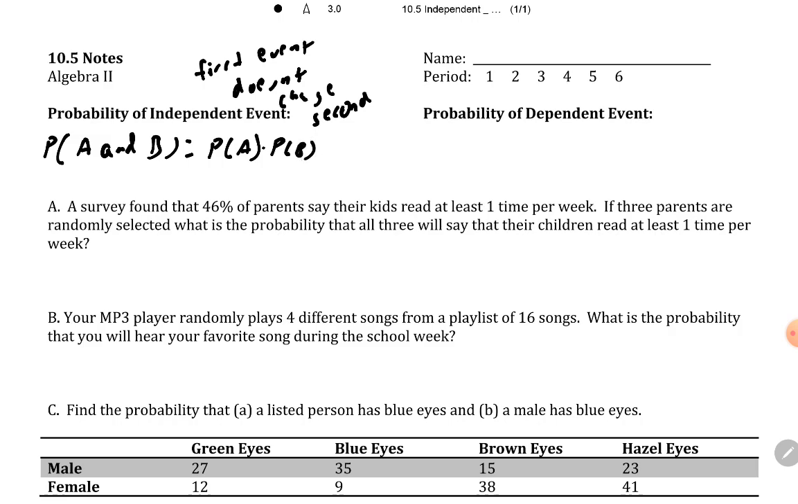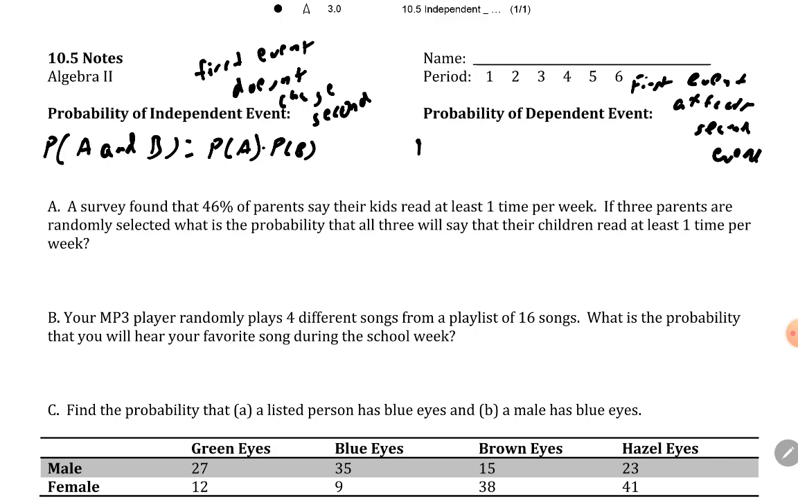Probability of a dependent event. The first event affects the second. An example of a dependent event would be drawing marbles from a bag. Let's say there are 5 different colored marbles in a bag, and you draw out a red one the first time and you don't put it back in. That first event would affect the outcome of your second event. Since you already pulled a red one out, then you can't draw a red one again.